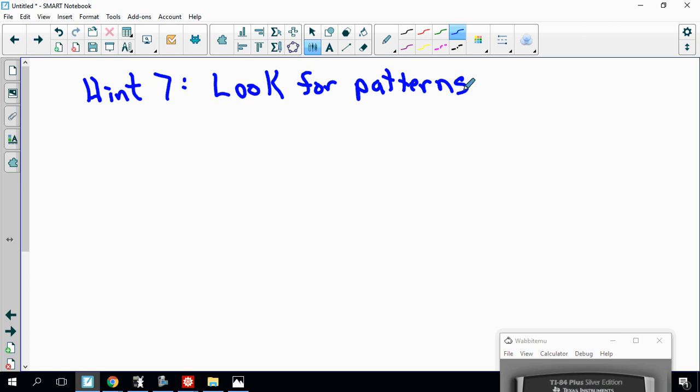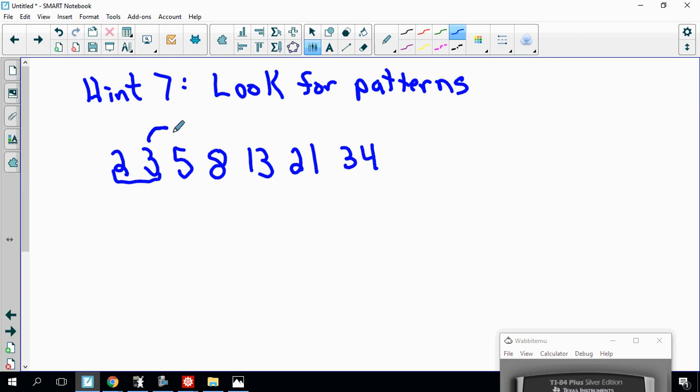So let me think of cool things with patterns, like 2, 3, 5, 8, 13, 21, 34. Does anybody know what I'm doing? 2 plus 3 is 5. 3 plus 5 is 8. 5 plus 8 is 13. 13 plus 8 is 21. That is a cool pattern. It's actually got a name. It's called a Fibonacci.